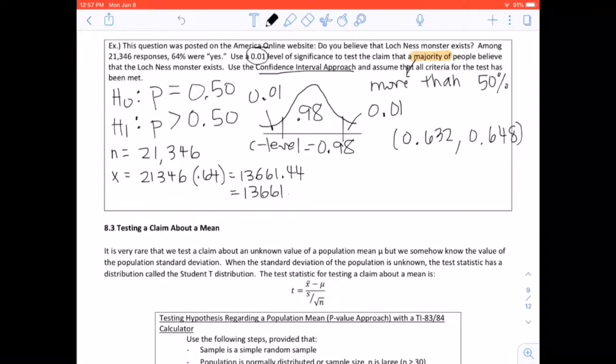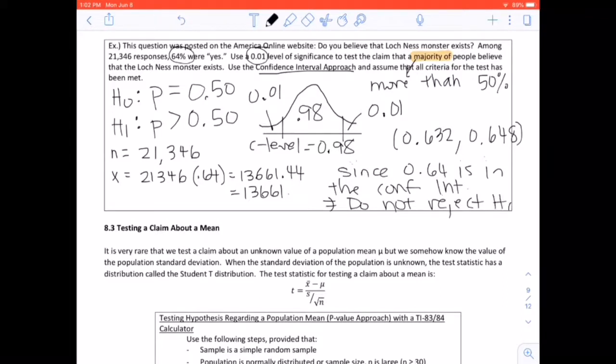And so we need to look and see if that original percent that we had, which was 64%, lies within that range from our lower bound to our upper bound. Since our original percentage, which was 0.64, is in the confidence interval, this means that we do not reject H0. So from here, you can write a formal conclusion, and I'll leave that up to you to try on your own, and then we'll discuss that together in class.